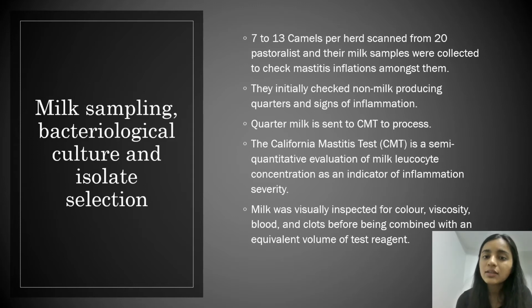After that, the milk from that particular quarter was sent for the CMT. CMT means California Mastitis Test. It is an evaluation of the milk leukocyte count, so it lets us know how severe the inflammation is in that particular area of the gland. First of all, the milk was visually inspected.